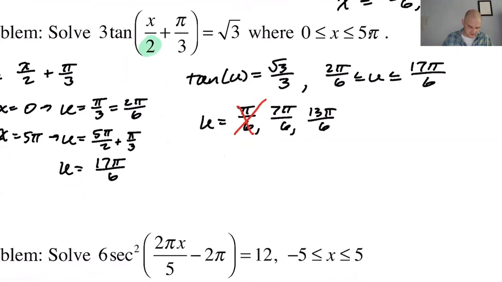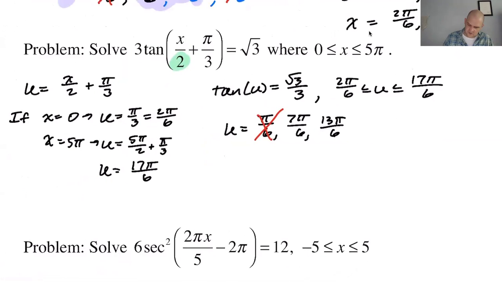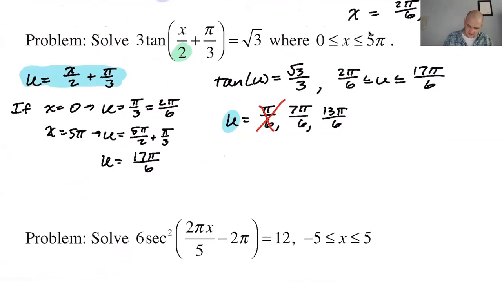Now we have to do our back substitution, I guess you might call it, where we don't want to solve for U. We want to solve for x. So let's make our substitution. I'm going to rewrite this as x over 2 plus, not pi over 3, I'm going to say 2 pi over 6. Common denominators save you a lot of time and effort.